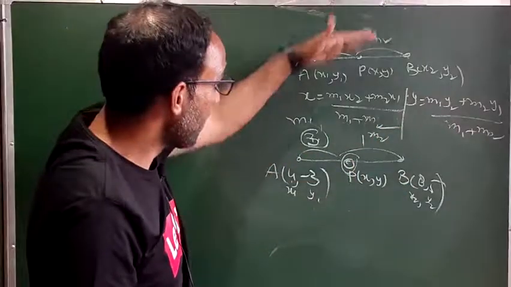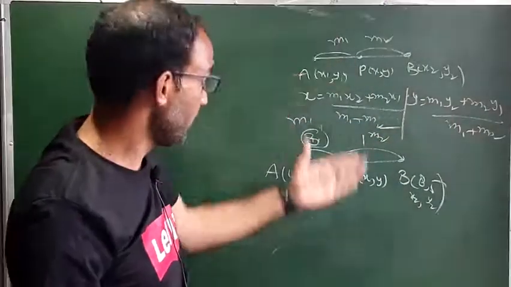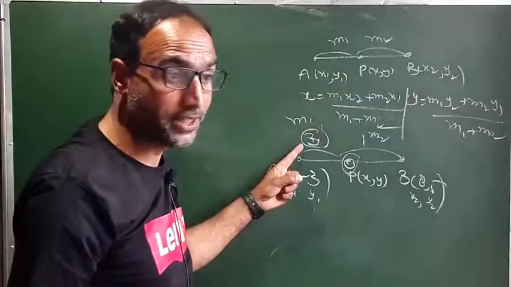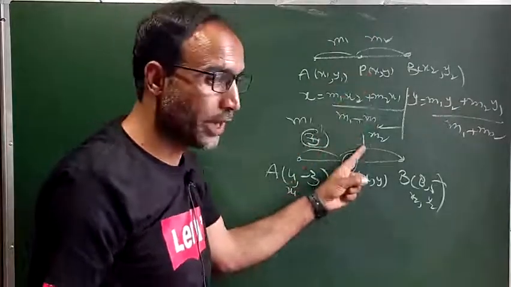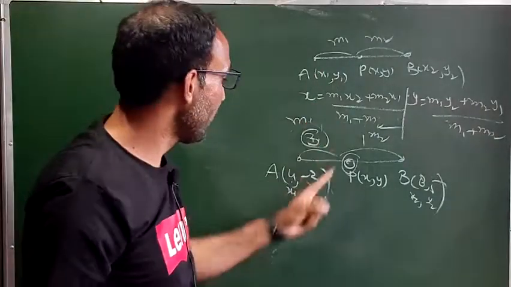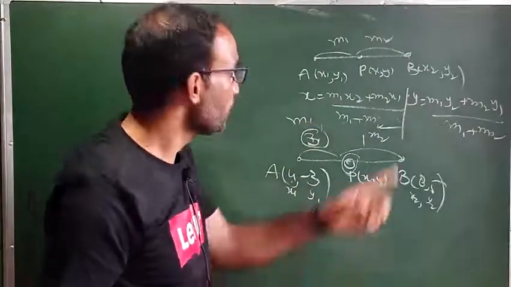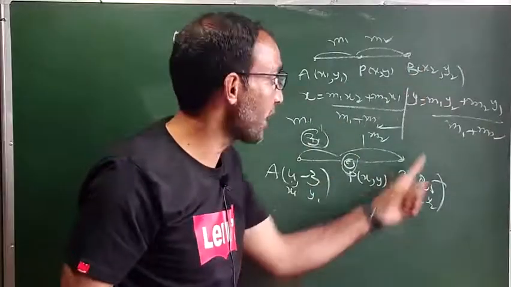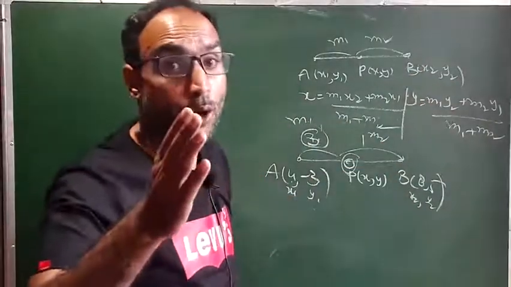Simply, we will compare this with this. What is the value of m1? That is 3. What is the value of m2? That is 1. What is the value of x1? That is 4. What is the value of y1? That is -3. What is the value of x2, dear students? That is 8. And what is the value of y2? That is 5.